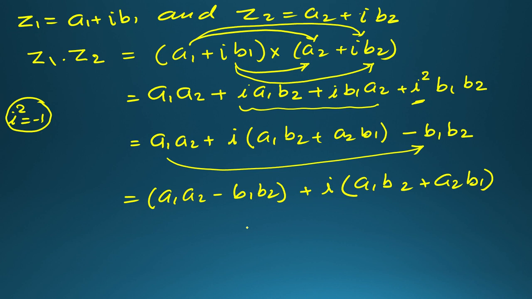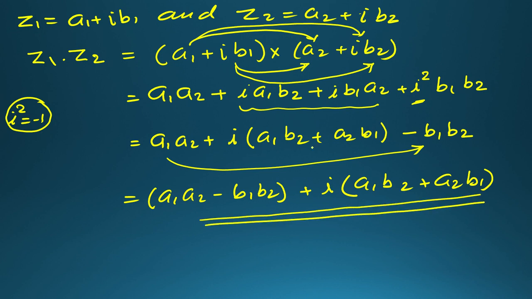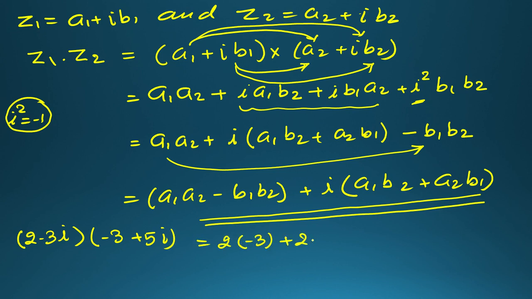Okay, my dear students, don't mug this up as a formula. Just try to understand the process of how to multiply two complex numbers. It will be very beneficial for you. For example, suppose we want to multiply 2 minus 3i times minus 3 plus 5i. So what we can do here: 2 multiply minus 3, plus 2 multiply 5i, minus 3i multiply minus 3, minus 3i multiply 5i. Simple calculations.